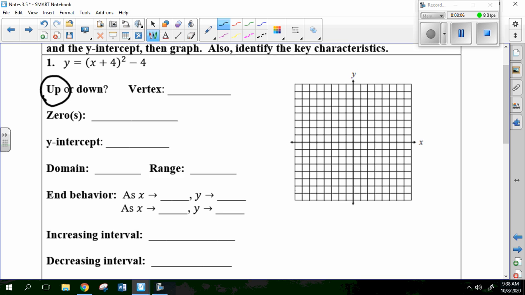Now, because this is in vertex form, I can actually find the vertex by figuring out the transformation. What does a plus 4 in parentheses do? Left 4. And what does a minus 4 outside do? Down 4. So if I start at the origin and I go left 4 and down 4, what point am I on? Perfect. So that is my vertex.